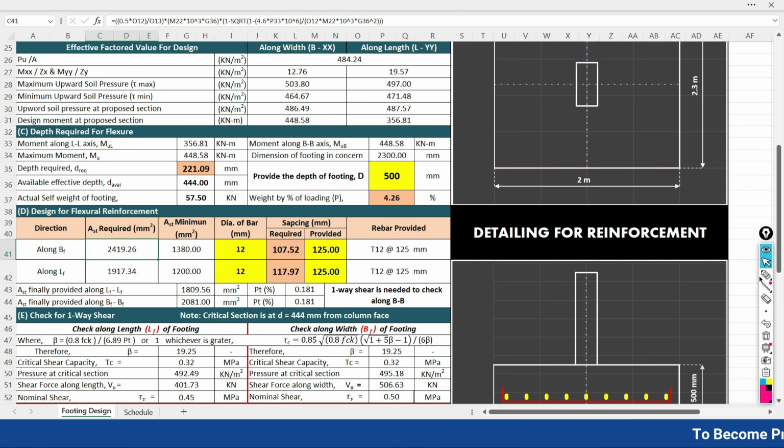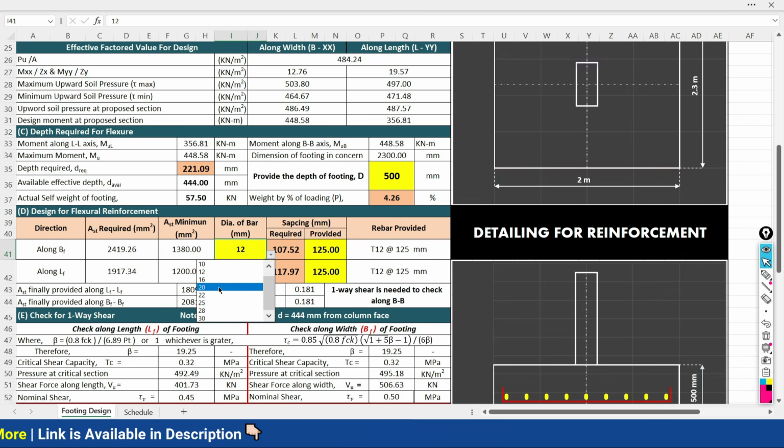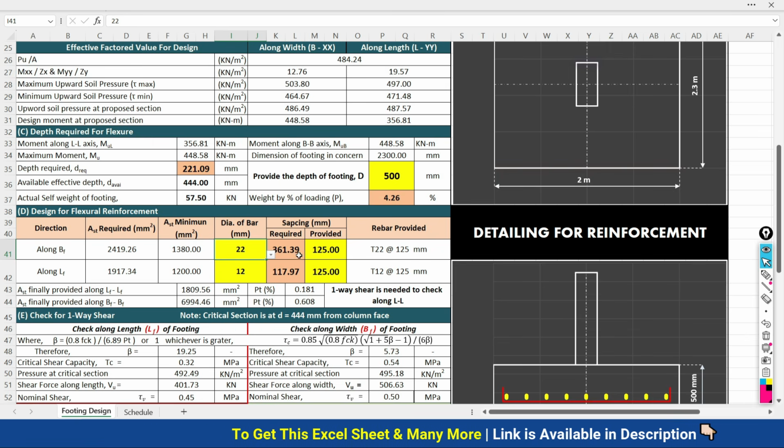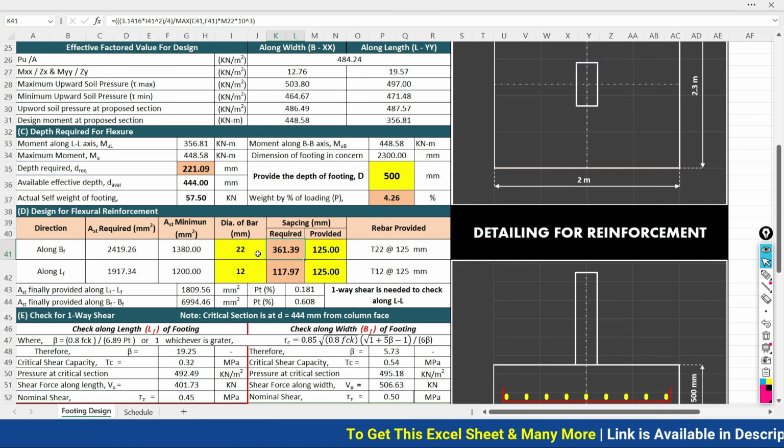And what is the minimum area of the reinforcement required, that is also given here. Now the important thing is what diameter of bar you would like to choose. Here I would like to choose the diameter of bar as 16. Here I would like to choose the diameter of bar 20. Here I would like to choose the diameter of bar of 22.